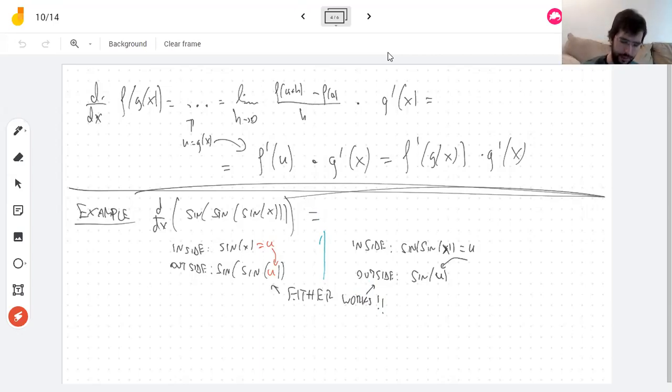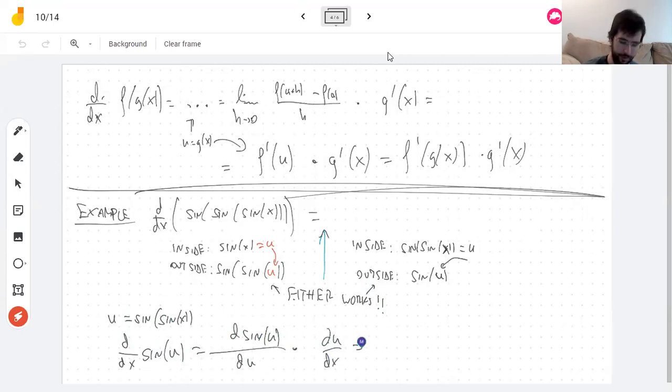So I'm gonna say u is sine of sine. So I'm trying to do the derivative of sine of u with respect to x. The suggestive version of the chain rule says that I'm supposed to do the derivative of sine applied to u, which is cosine, times the derivative of u. The derivative of u is the derivative of the sine of sine. And I don't know how to do that. Well, I know how to do that. I don't know what the answer is yet.